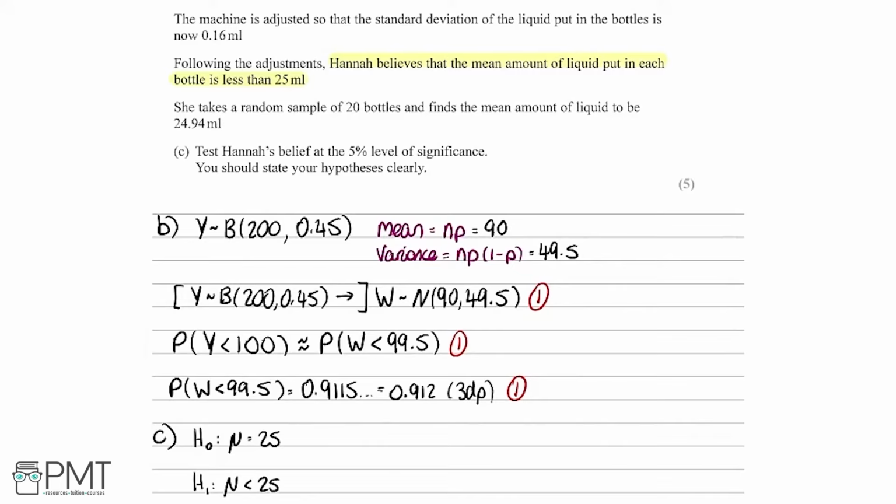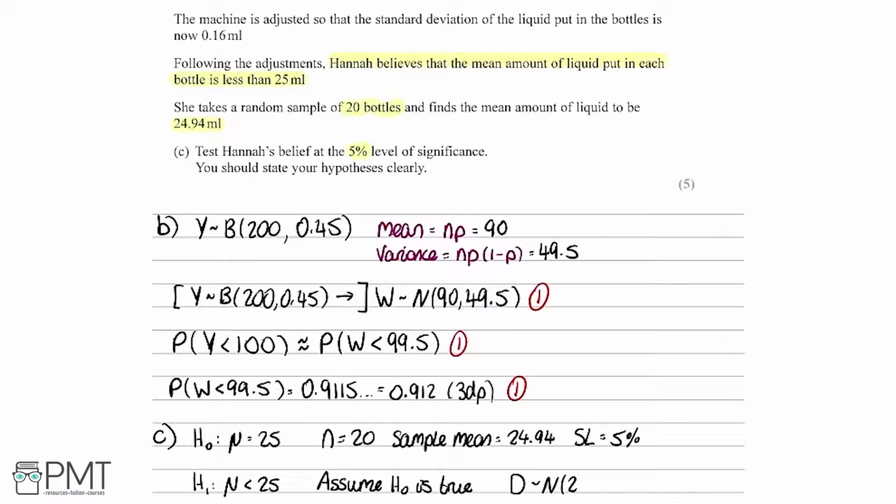Now we're going to get some other information that we need. We've got a sample of 20 bottles, and the mean amount of liquid in the sample is 24.94. So we've got n equals 20, and the sample mean equals 24.94, and we're testing at the 5% significance level. First thing we're going to do is assume that the null hypothesis is true. Assuming that's true, I'm going to use the random variable D, because we're talking about liquid measured in millilitres. So D is normally distributed, and assuming that H0 is true, the mean is going to be 25.